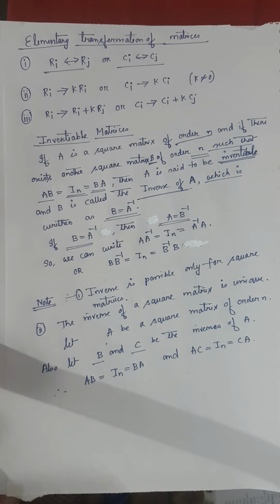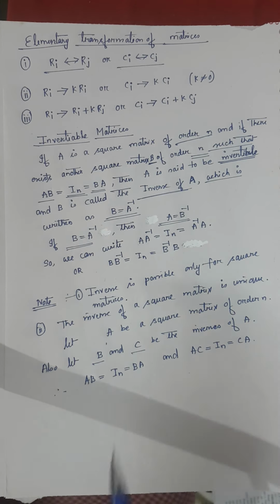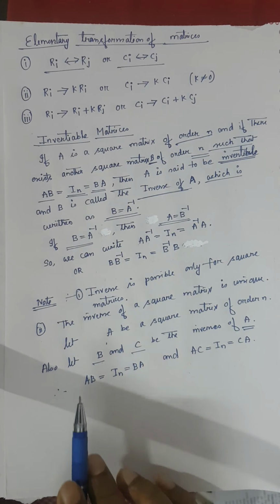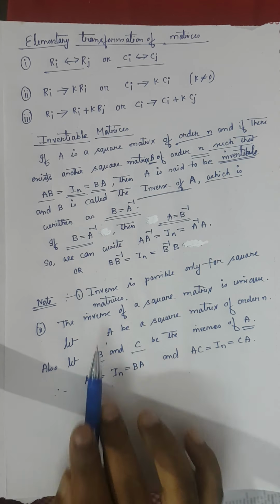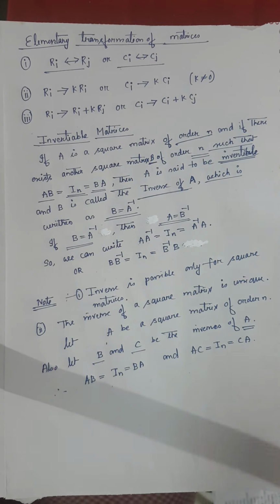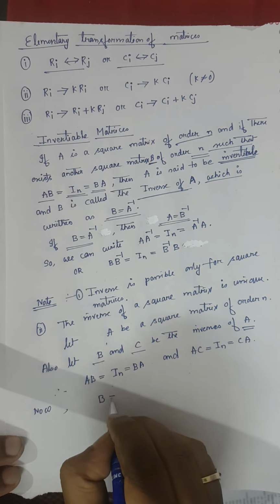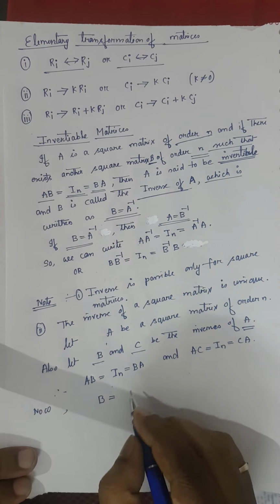We know that the product of a matrix with its inverse is equal to an identity matrix. So, since B and C are two inverses of the matrix A, the product of AB and the product of BA will be equal to In. Similarly, the product of A and C and the product of C and A will be equal to In. Now, what is B? We know whenever we multiply any matrix by the identity matrix of the same order, we are talking about square matrices, then the result remains same.